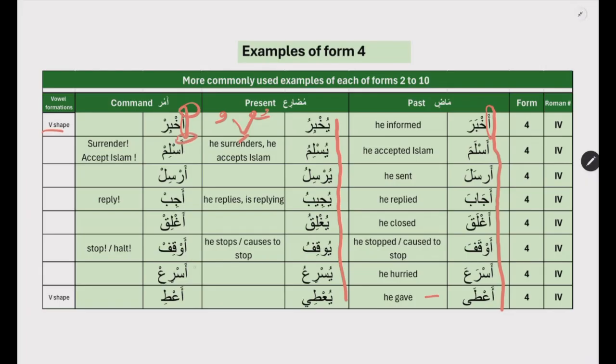The differentiating feature between a form 1 and a form 4. Form 4.